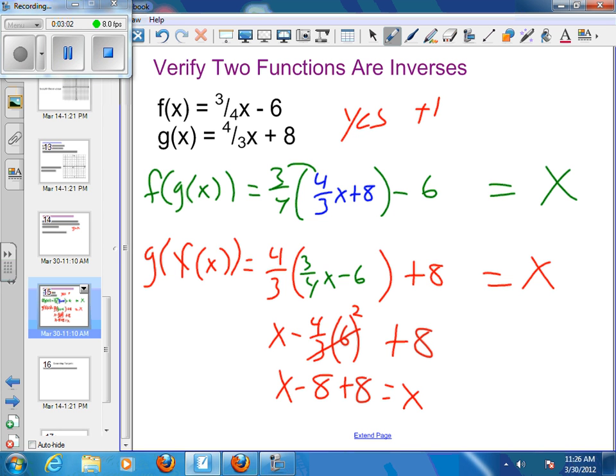Yes, they are inverses. Why? Because f of g of x is equal to x and g of f of x is equal to x, so therefore they have to be inverses of each other.